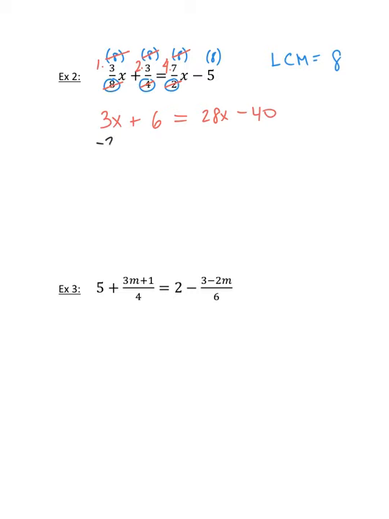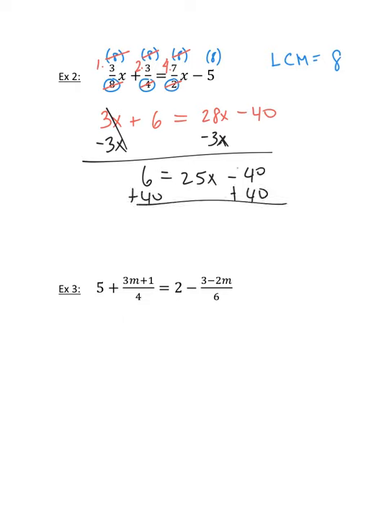I'm going to subtract 3x on both sides. That's going to give us 6 equals 25x minus 40. I'm going to add 40 on both sides. That's going to give me 46 equals 25x. And I'm going to divide both sides by 25. Again, don't worry if the number doesn't go in evenly. This fraction is your answer, 46 over 25.